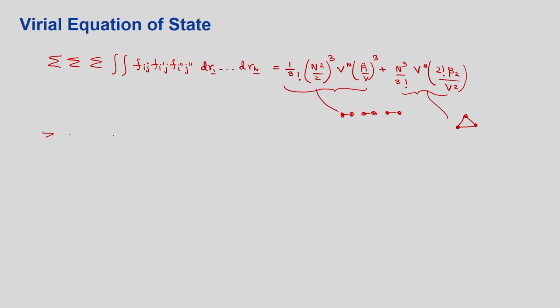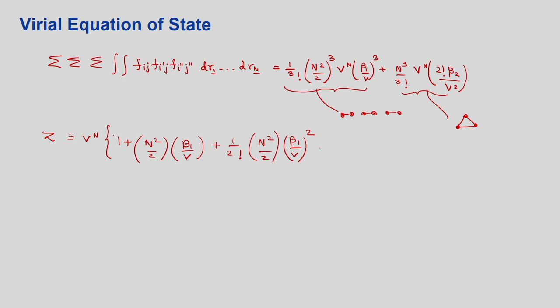Now we can write down the entire expression. We write Z equals Vn, 1 plus n square by 2 into beta 1 by V, plus 1 by 2 factorial. This is the initial term which we have already found from the first two expansions, beta 1 by V whole square, then plus 1 by 3 factorial n square by 2 whole cubed beta 1 by V whole cubed. Now let us not consider the beta 2 expression here; for ease of complexity let us remove those terms because their contribution is very, very small. So we stop at this expression.